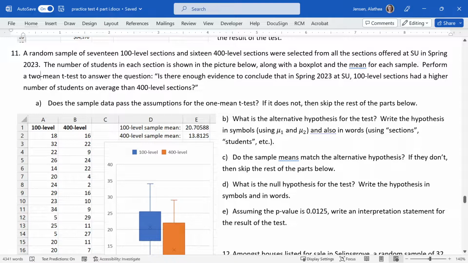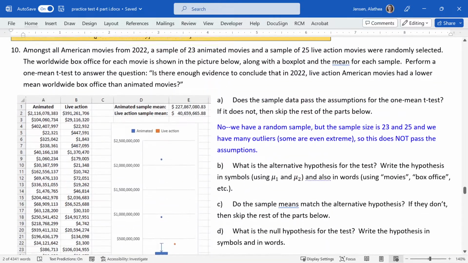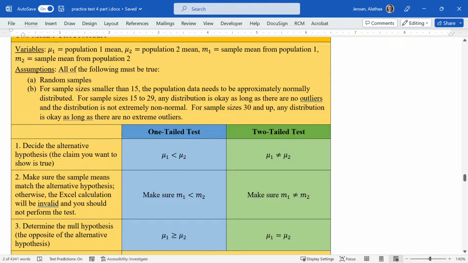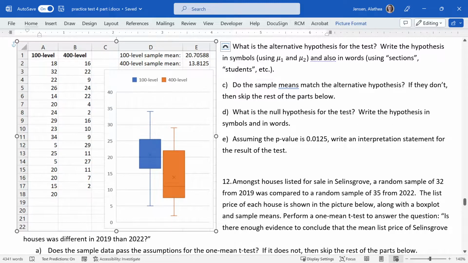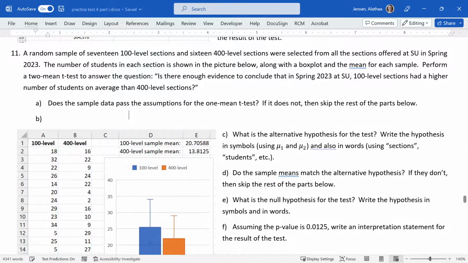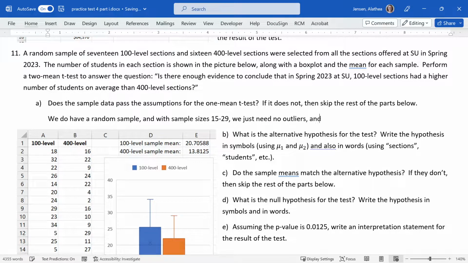Okay, so first we check the assumptions. It does say that we have a random sample, and I really did sample randomly, I promise you. The next thing is about the sample size. We got 16 and 17, which is in the second category here, so 15 to 29. So we just need to make sure there are no outliers. Looking at the box plot, I don't see any outliers, so we should be good to go. Okay, so we do have a random sample, and with sample sizes 15 to 29, we just need no outliers, and there are no outliers. Okay, so we're good to go here.